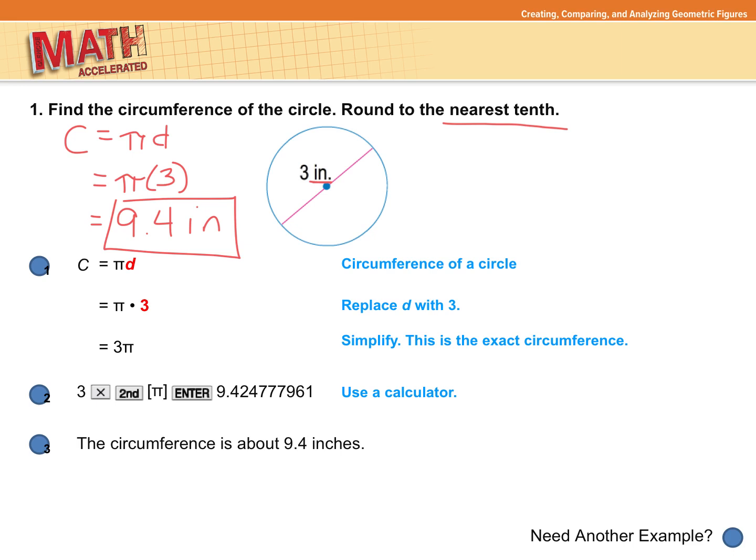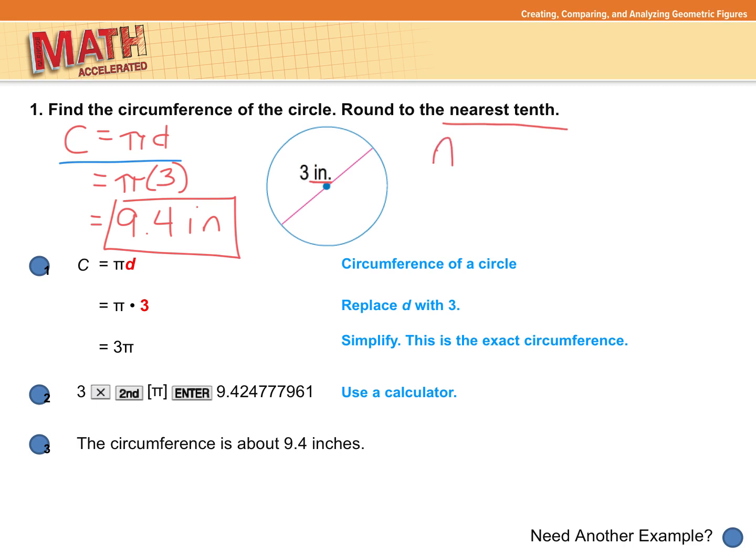So showing my work and writing what you just wrote. Yes, that's all you have to do. Like I said, there's going to be a lot of formulas in this chapter, so showing me what formula you're using is very important. All right. Next, we're going to find area.